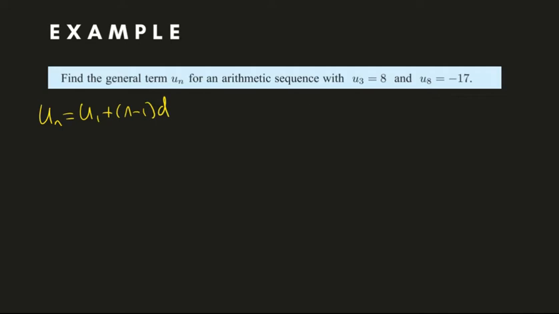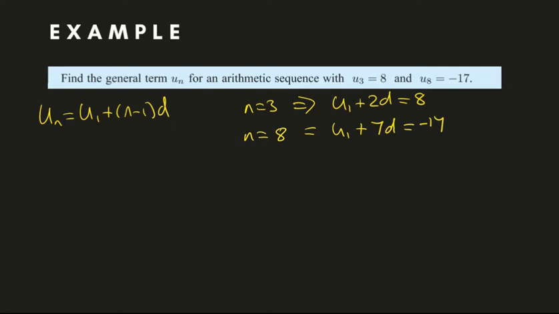So let's start off with some statements. Let's try and get what we do know into expressions that involve u1 and d. So we've got when n is 3, right? The third term is 8. So what we can say, well, if n is 3, u1 plus 2d is 8. That's how we can write that third term. And when n is 8, we also know it's minus 17. So u1 plus 7d is going to be minus 17. And don't forget where the 2 and the 7 come from. It's always n minus 1. It's 1 less than n. That's the number of d's we have.